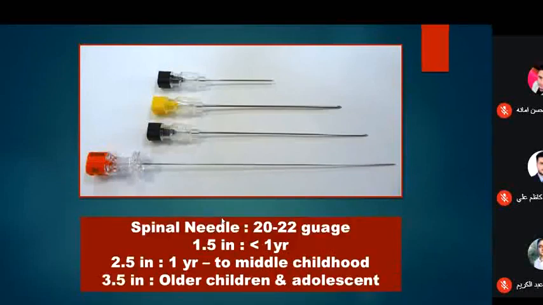So for the spinal needle, we have two dimensions or two values, which are the gauge of the needle, between 20 to 21, and the length of the needle, which is about 1.5 inch in those less than 1 year. Then from 1 year to middle childhood, we can use the spinal needle of 2.5 inch. And for older children and even adolescents, we can use the 3.5 inch size.